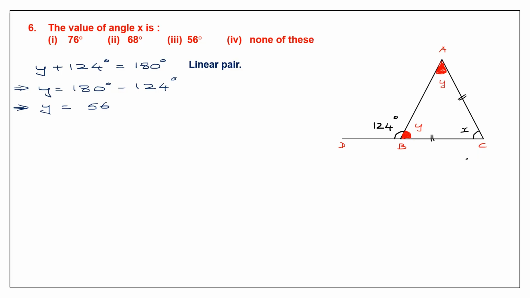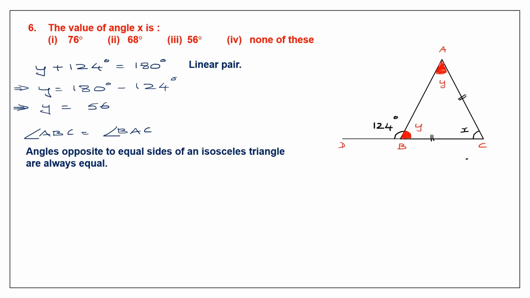Now why is that so? So let's write that here now. So here we can say angle ABC is equal to angle BAC. Now why is that so? Because angles that are opposite to equal sides of an isosceles triangle are always equal. And here we found the value of Y. Y is 56 degrees. That means instead of Y here, I'm going to write 56, and here also we can write 56. So let's remove the letter Y and write the value of that angle. So this is 56 degrees and this is also 56 degrees.